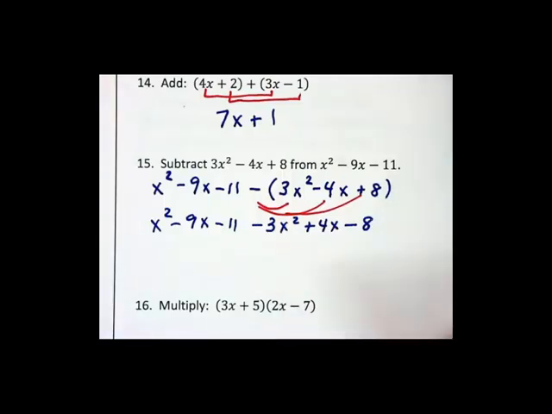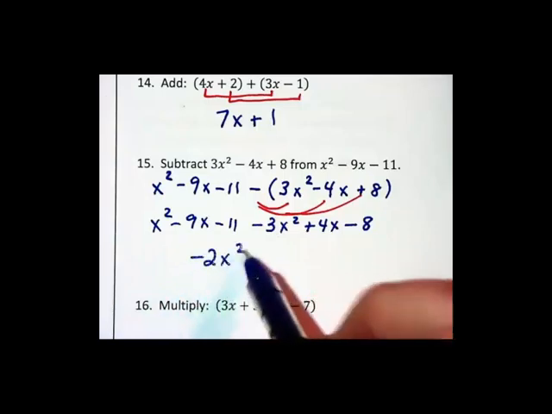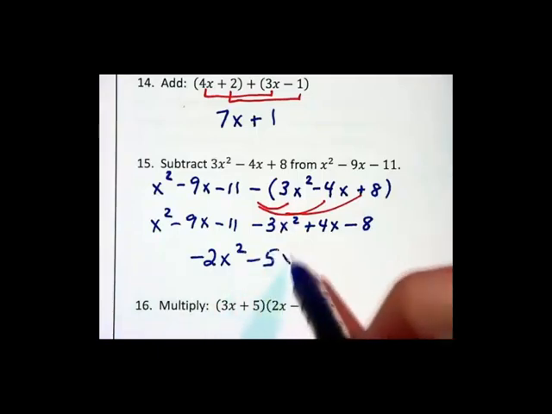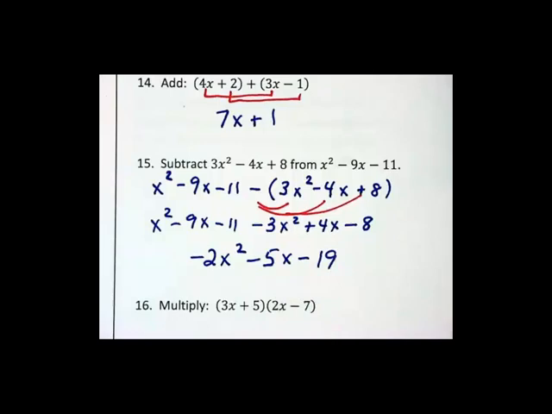Then combining like terms, 1x squared minus 3x squared makes minus 2x squared. The minus 9 and the positive 4x make minus 5x, and the minus 11 and minus 8 make minus 19 when they combine together.